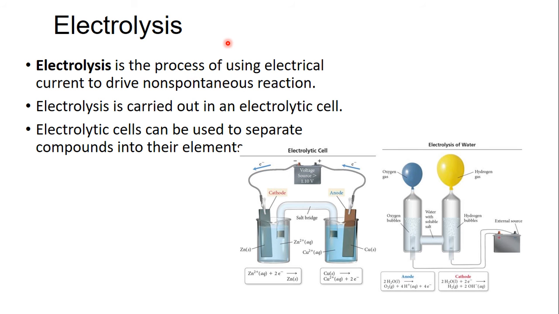And what we're looking at here is electrolysis. Now, electrolysis is using an external source to run a reaction that's non-spontaneous. And it's carried out in what we call an electrolytic cell. So we were talking about galvanic cells, which is a spontaneous reaction. So the opposite of that is electrolytic cell, which uses a battery or another external source to drive a non-spontaneous reaction. You can also use electrolysis to separate elements.